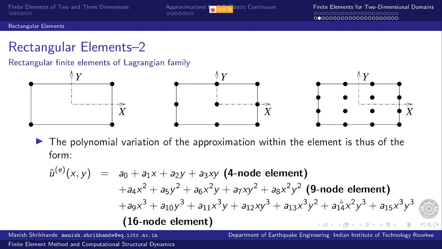Again, you can notice that all the terms that we include here are always occupying symmetric positions in the Pascal triangle of polynomial terms, right? And that is what ensures the geometric isotropy of the problem.